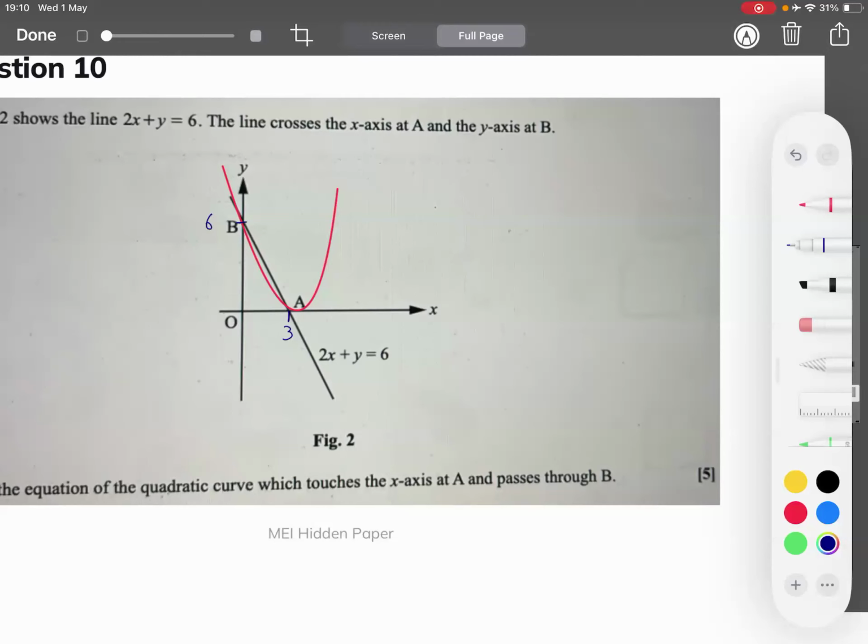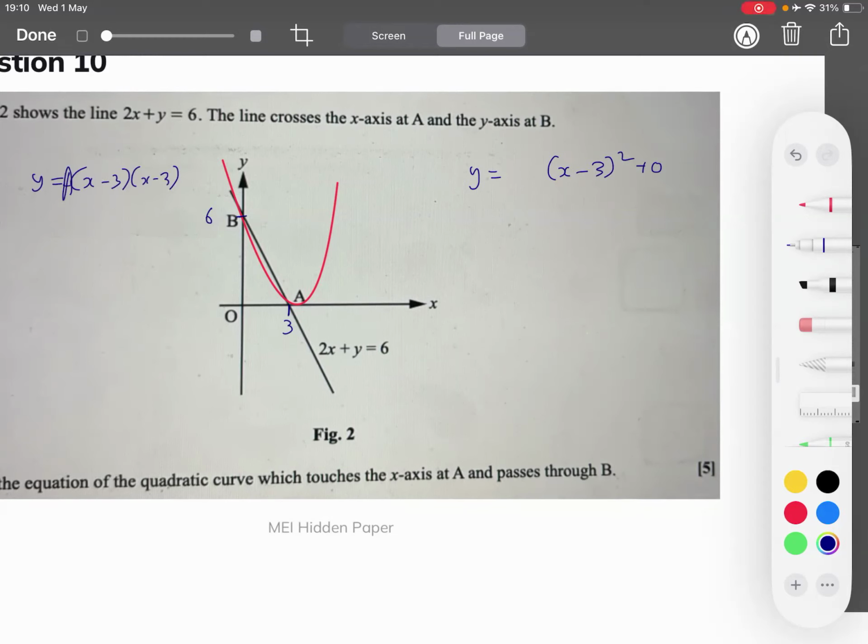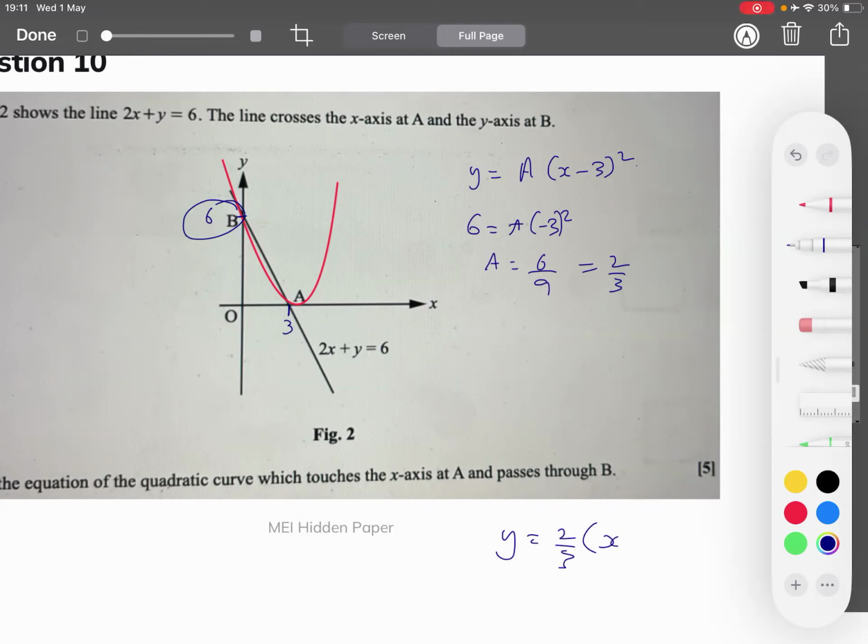So to find the quadratic, if we completed the square, we'd get y equals something, x minus 3 squared plus 0. And if it was factorized, we'd get y equals x minus 3, which is also with the a in front. Either way, we're going to use y equals x minus 3 squared as our starting point. Put the a there. And then the only other coordinate we have is this 0, 6. So 6 equals a, 0 minus 3 squared. So therefore a equals 6 divided by 9, which is 2/3. So our final answer is y equals 2/3 x minus 3 squared.